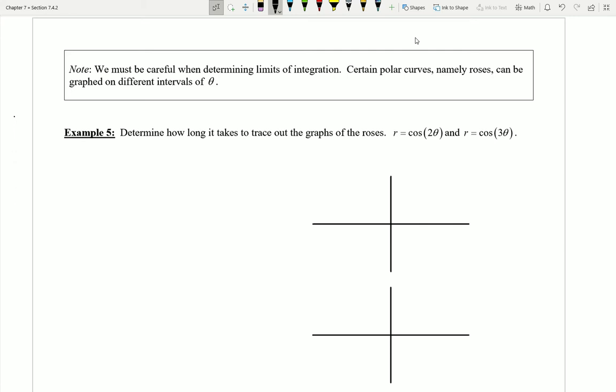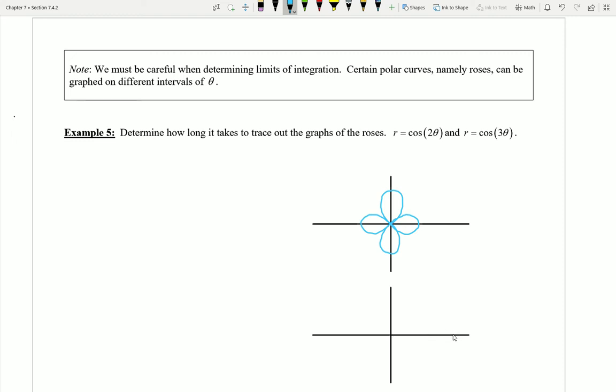So to see what I mean, take a look here at example number 5. I want to know how long it takes to graph out these two different curves. That is, what's the range of theta values necessary to get the full picture? Well, if I was to go ahead and actually just plug these into my calculator and try to graph them, I'll be able to see that this cosine of 2 theta ends up looking something kind of like this. I'm going to do a really bad job of sketching this out, but it's an approximation. So I get some picture that looks like this.